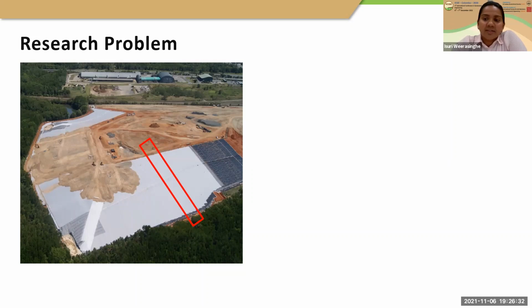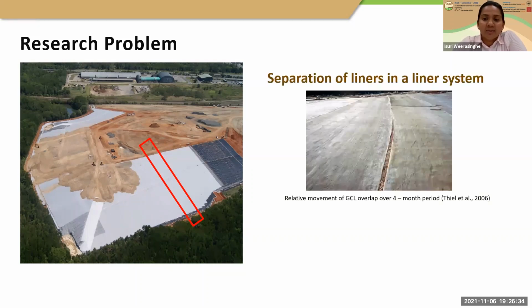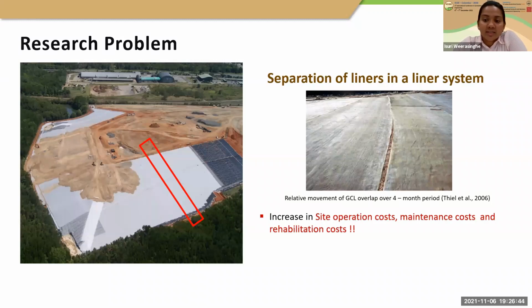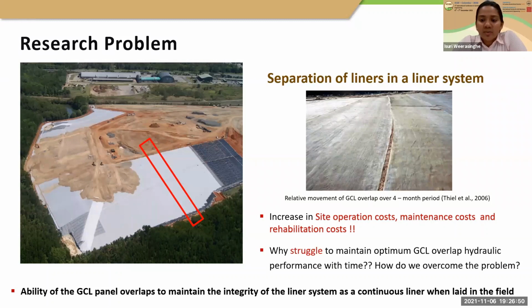The industry faces challenges in maintaining the continuous liner system in the long run, detecting liner leakages and overlap separations in the field. These result in site operation costs to improve leakage detection systems and remediation and rehabilitation of such liner failures. So we looked at why these GCL panels struggle to maintain the continuity of the liner system when it's laid in the field, and how we could overcome this challenge in actual field conditions.